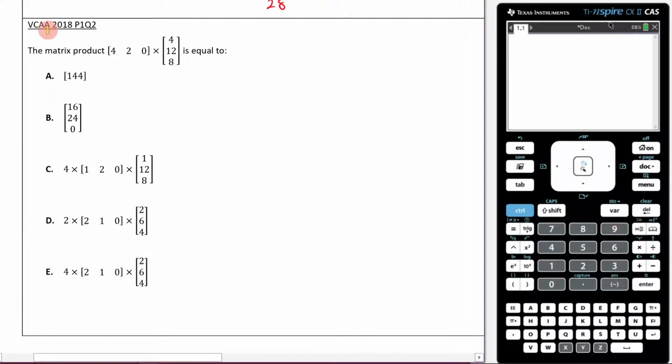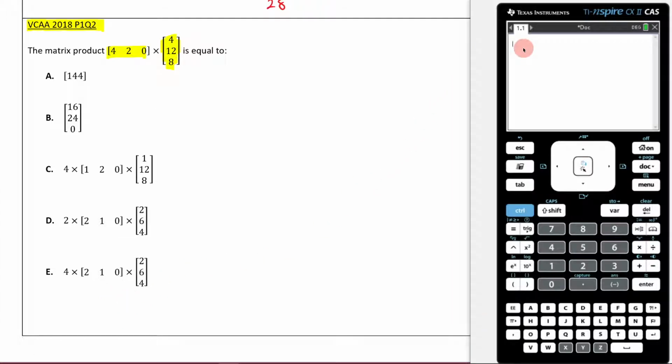We're going to answer this past exam question. It's VCAA 2018, paper 1, question 2. The matrix product of this and this is equal to which of these? Now, you might be thinking to yourself, well, this is really easy. I can just come over to my CAS and type it in.